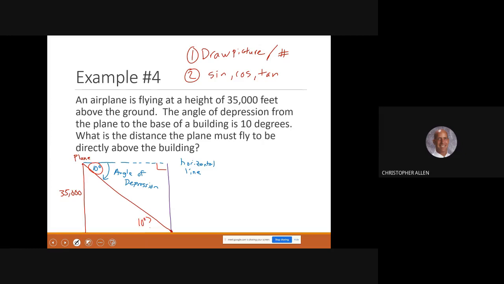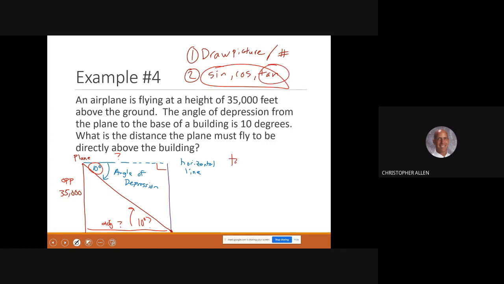Now guys, your picture doesn't necessarily have to look exactly like mine. The question they're asking is, what's this distance up here? Well, that's the same thing as this distance down here. So which of the three do we need? Here's our angle of elevation, or if you want to call it the angle of depression. We've got the opposite side, and we want to know the adjacent side. So it's got to be tangent. This is definitely tangent again.